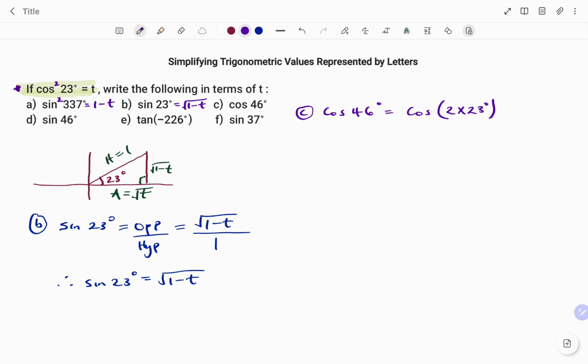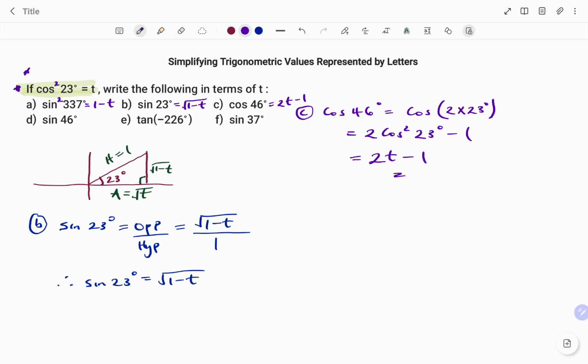So using the double angle identity for cosine, that's equal to 2 cos squared of the angle given, that's 23 degrees, minus 1. Note that the question says cos squared 23 degrees is equal to t, so I'm going to replace that. That's cos 46 degrees equals 2 times t minus 1. So that's equal to 2t minus 1.